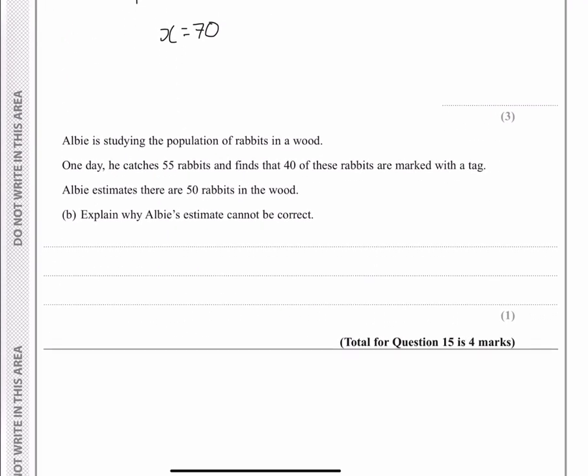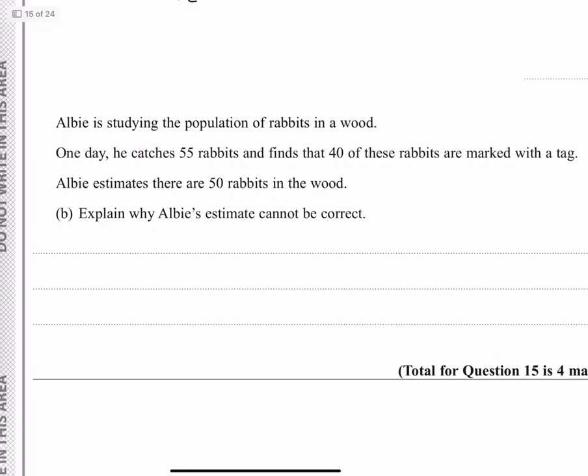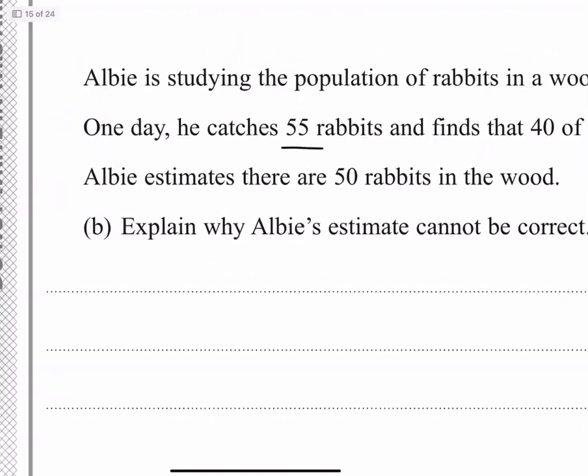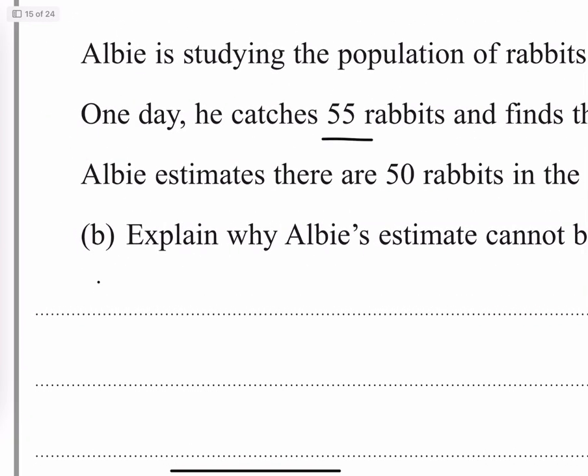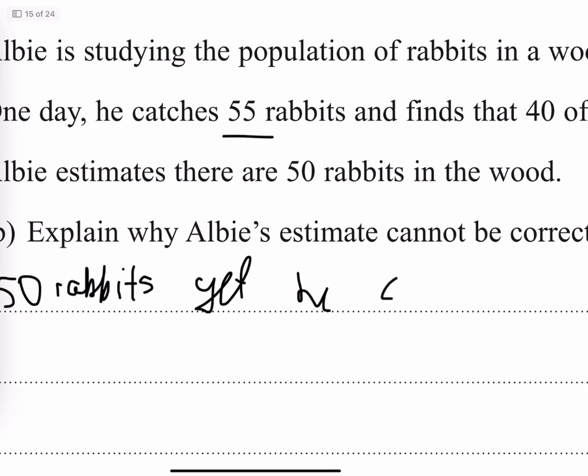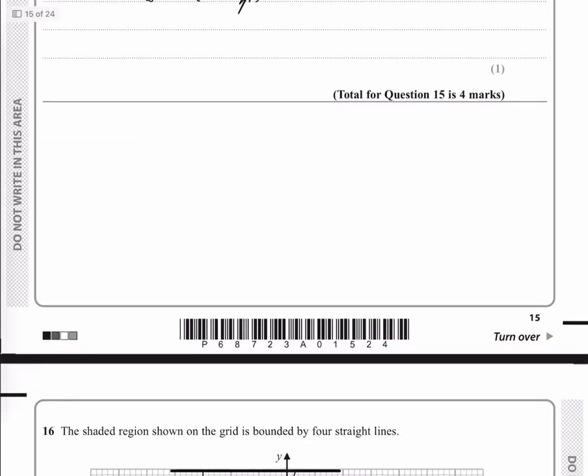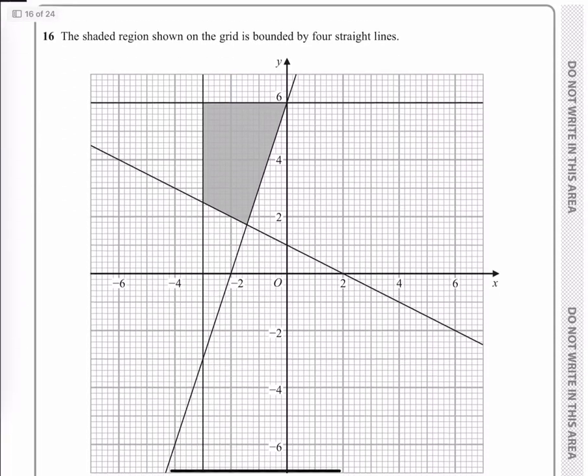I'll be studying population of rabbits in wood. One day he catches... Okay, well, he's just caught 55 rabbits. I hate to say it, but this guy's a bit stupid if he thinks there's 50 rabbits, yet he's caught more. But, you know, we must refrain ourselves. We can't call people stupid on an exam paper.